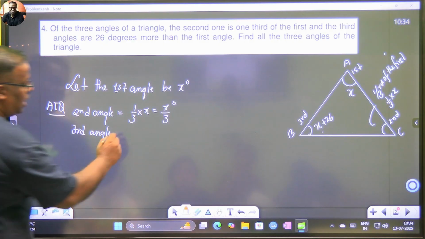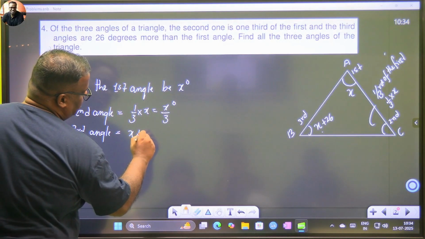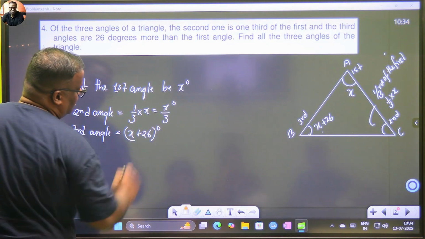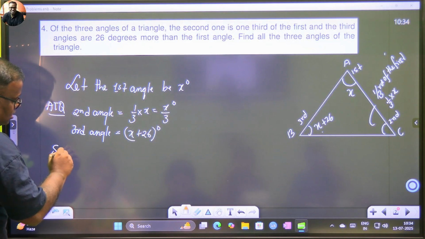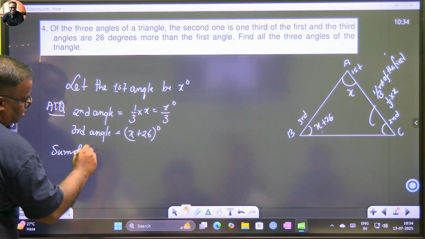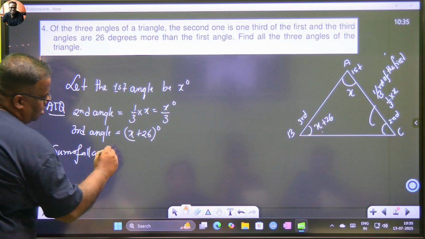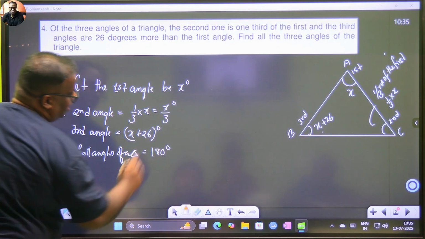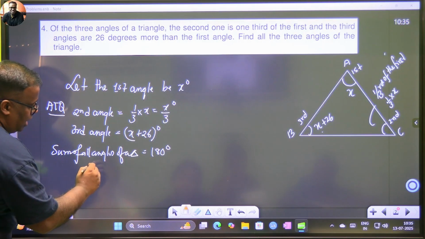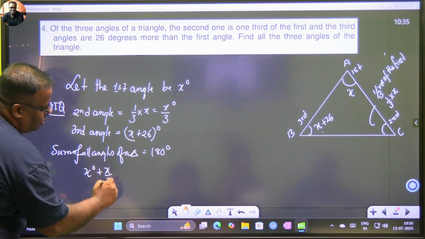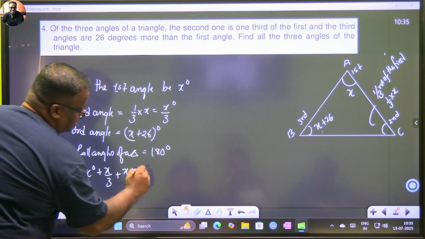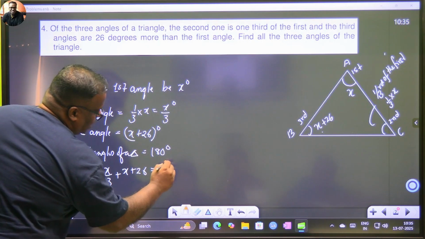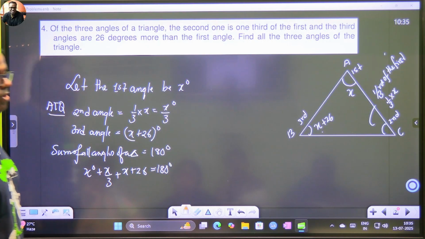Okay, the third angle is how much? X plus 26 degrees. So sum of all angles of a triangle should be equal to 180 degree. So let's solve the equation quickly. X degree plus x by 3 plus x plus 26 should be equal to 180. Can you quickly solve this and tell me what is the value of x?